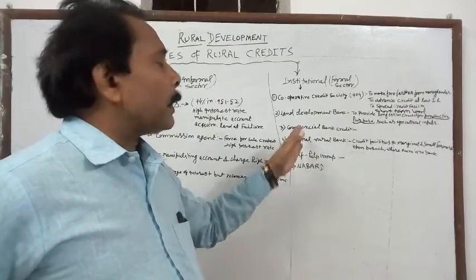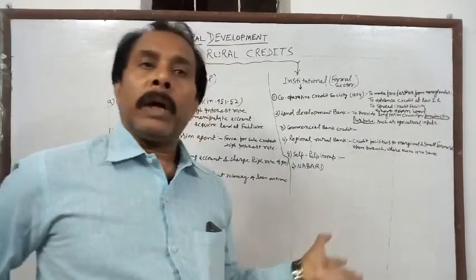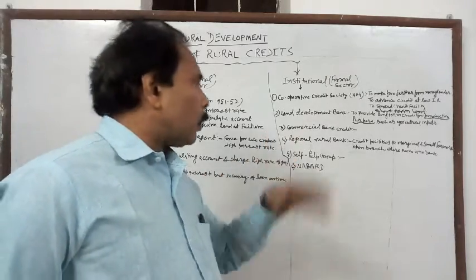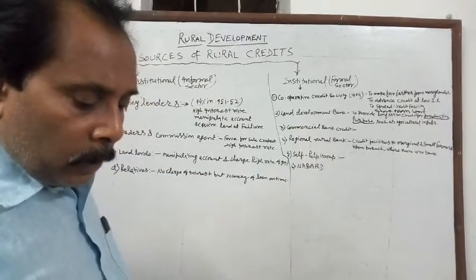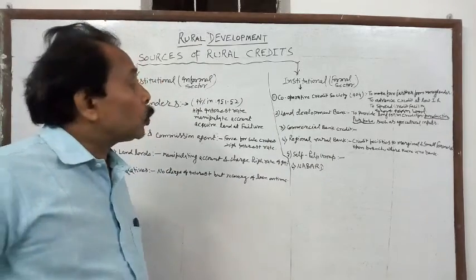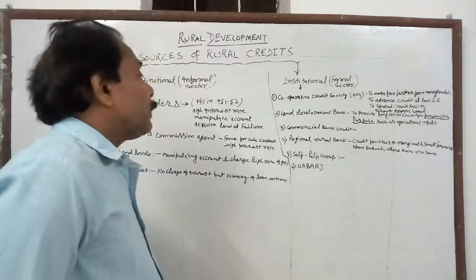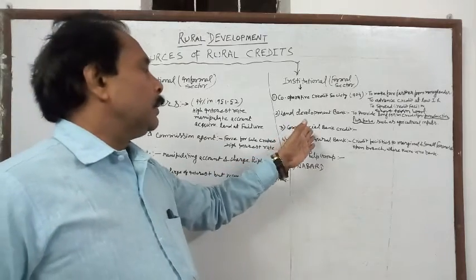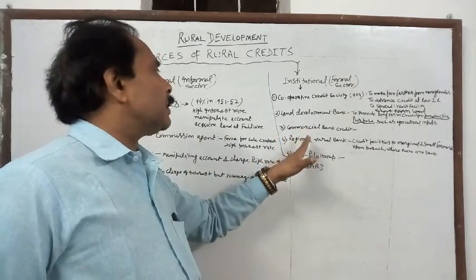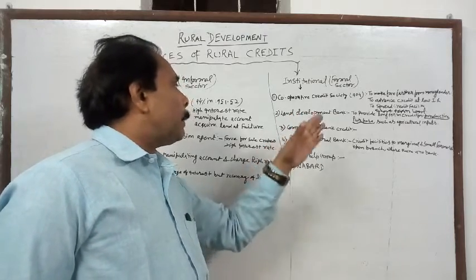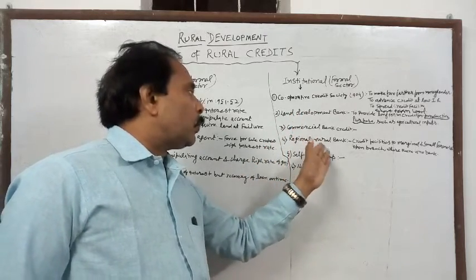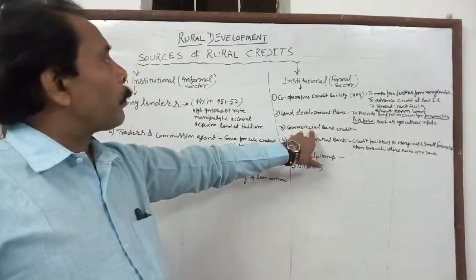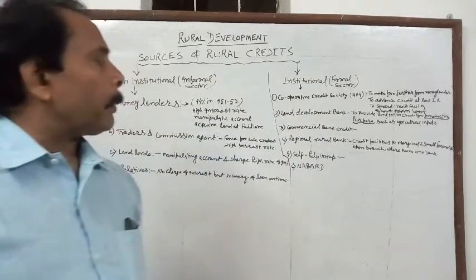A number of commercial bank branches were opened in the rural areas, and the farmers started to take loans from the commercial banks. Second was to indirectly help the farmers through their own agents. Clear? But its contribution is still less compared to land development banks and regional rural banks. However, it also helps to provide rural credit to the farmers.